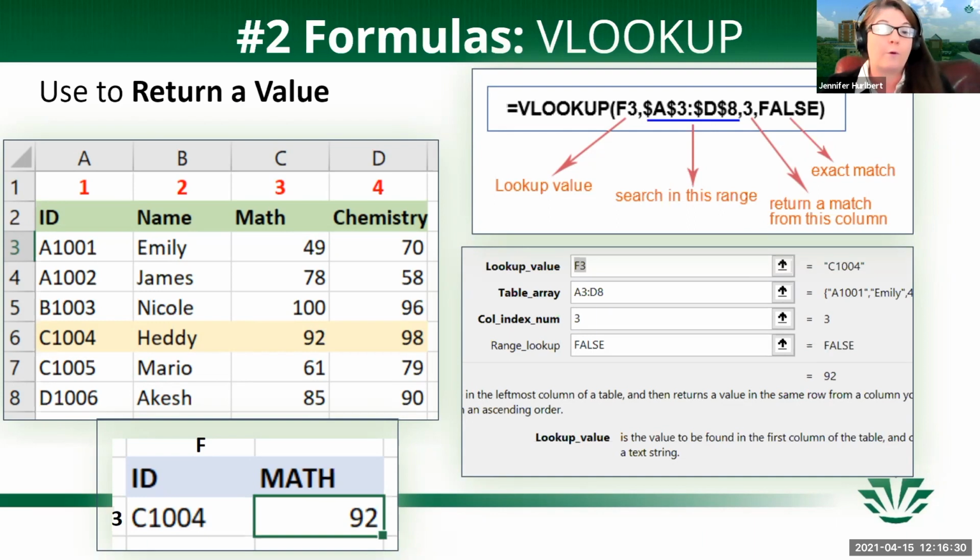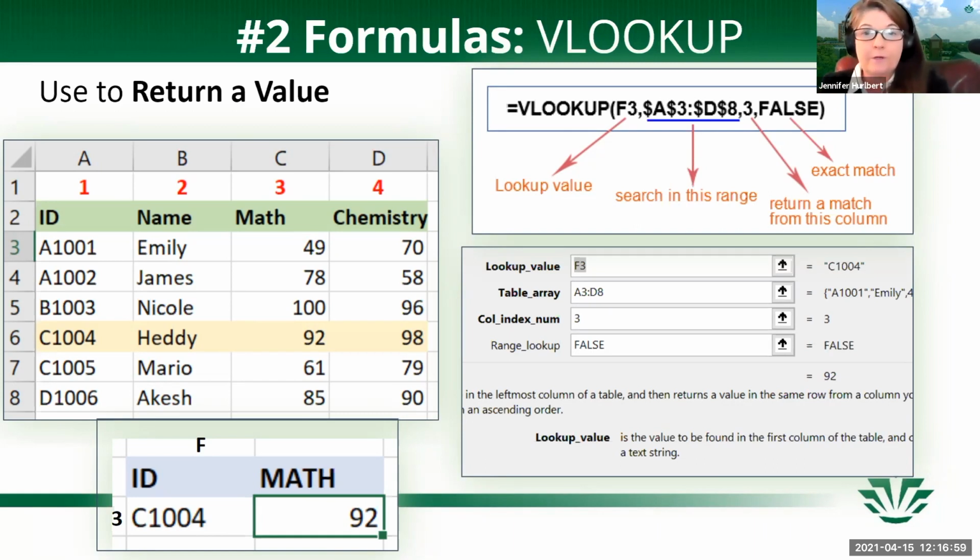Then what do I want to return? It asks me for a column index number, and VLOOKUP quite literally counts 1, 2, 3, 4. Well, I'm trying to find the math score for C1004. So I put in 3 as my column index number, what I want to return. And then finally, I put in FALSE, meaning I want an exact match. I don't want something close. I want C1004 or nothing.